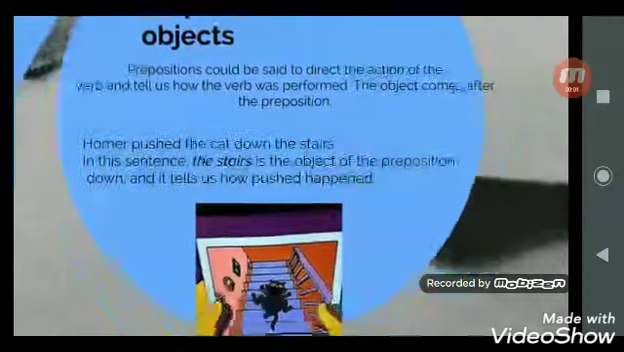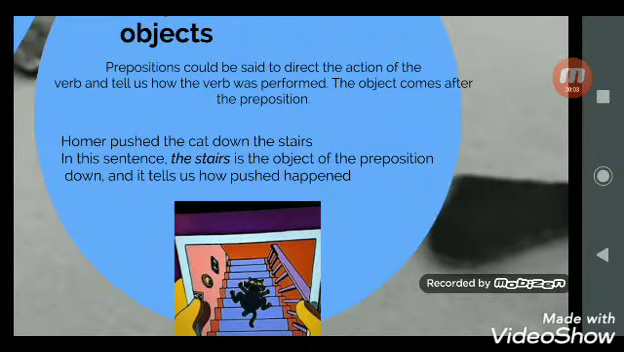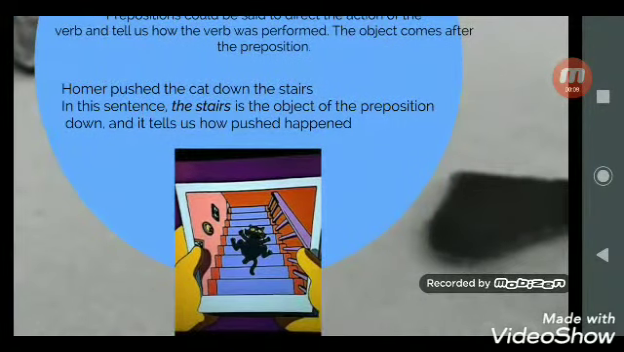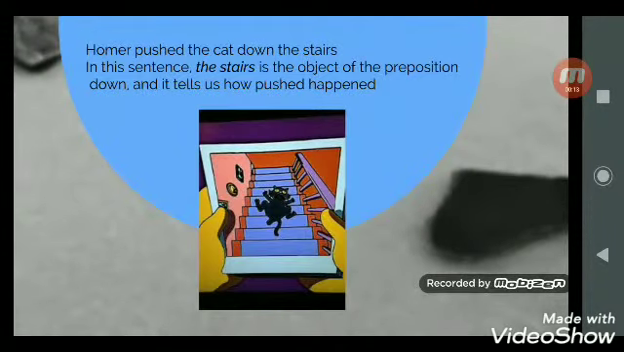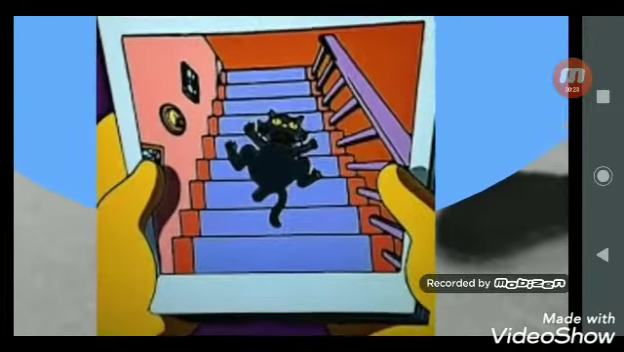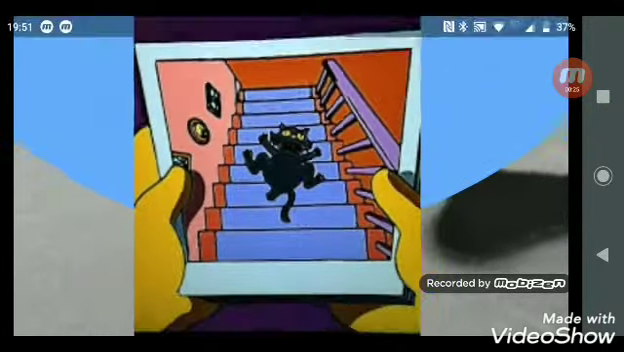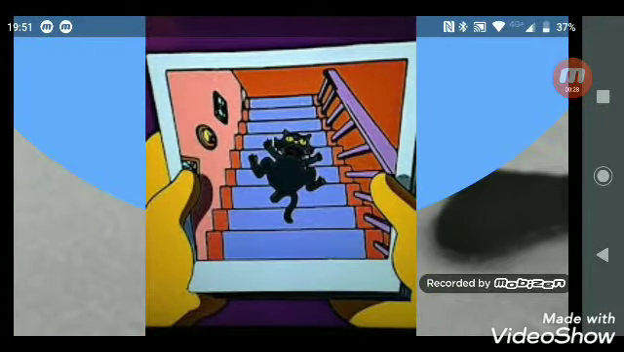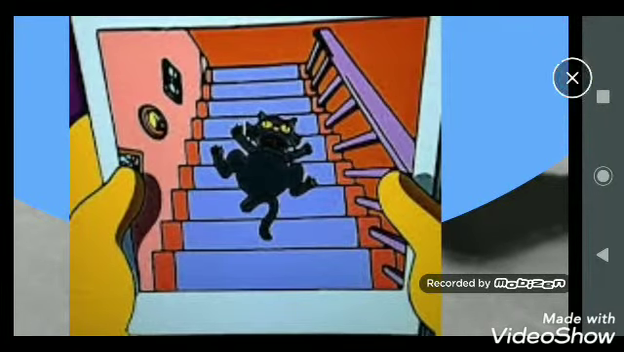So in prepositional objects, prepositions are directing the action of the verb, and they tell us how the verb was performed, and the object comes immediately after the preposition. So in this example, Homer pushed the cat down the stairs. In this sentence, the stairs is the object of the preposition down, and it tells us how the pushing happened. So it's not actually true, Homer didn't push the cat, but I just thought the image was fun.